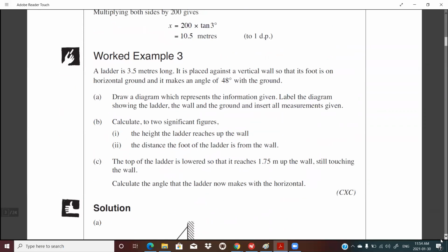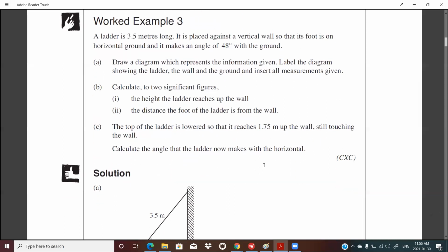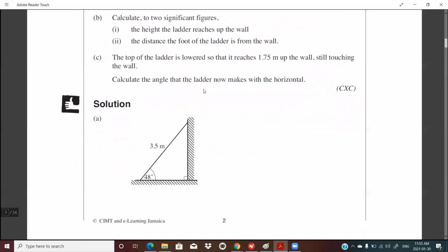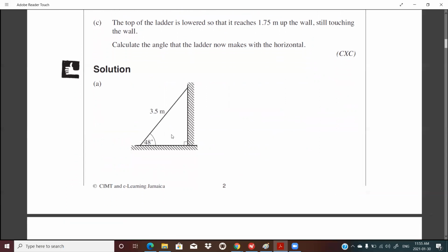And then the last question is calculate the angle that the ladder now makes. Oh, it says the top of the ladder is lowered so that it reaches 1.7 meter of the wall, still touching the wall. Calculate the angle that the ladder now makes to the horizontal. So they're saying basically the lower the ladder, so they kind of just drop it down a little, right? So it's the same 3.5 because the length of the ladder is not going to change, right? So then it's calculate the angle that the ladder now makes with the horizontal.